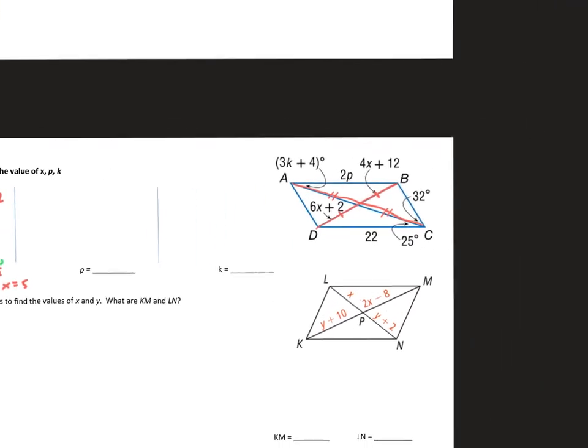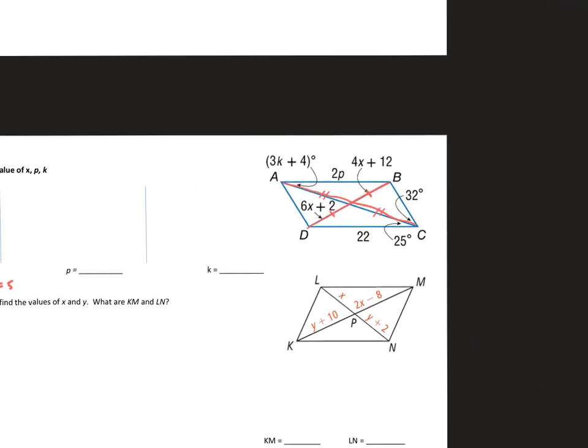If I look back over here and I want to solve for p, I see that opposite sides here, I have segment AB and I have segment DC being opposite sides. So I'm going to set 2p equal to 22. This is a quick one-step problem. We divide both sides by 2 and we get that p equals 11.